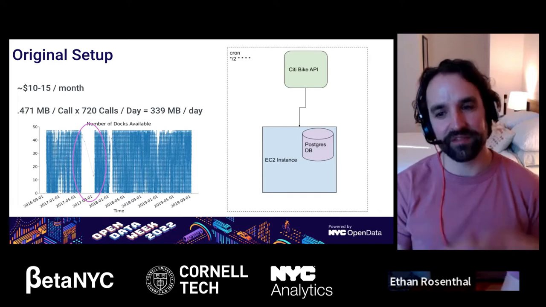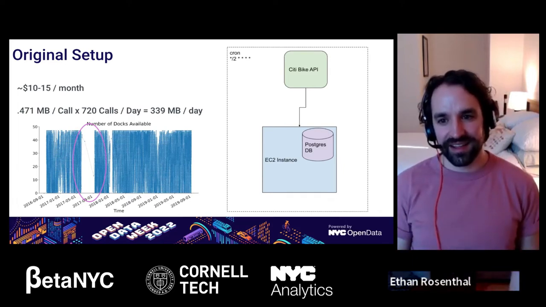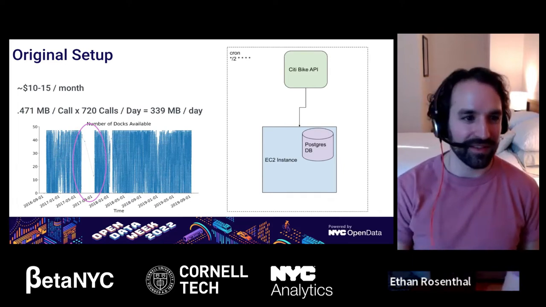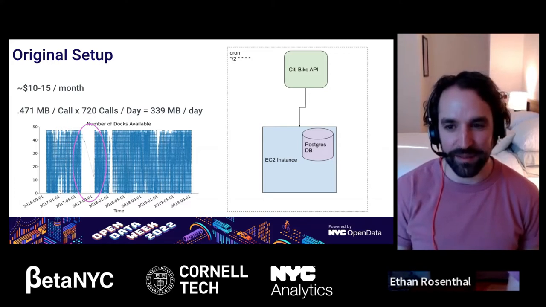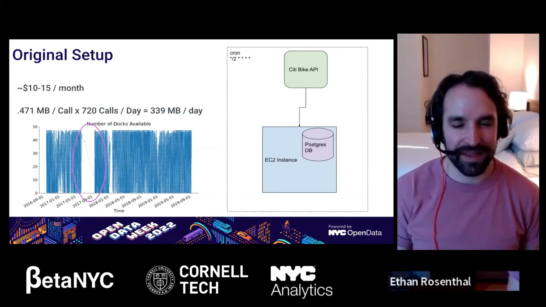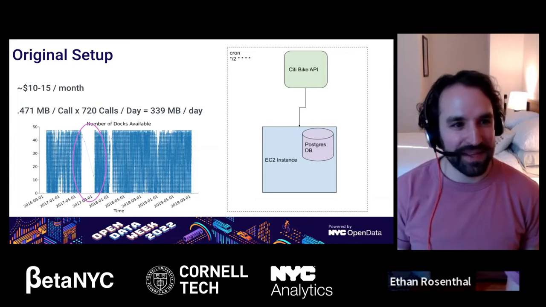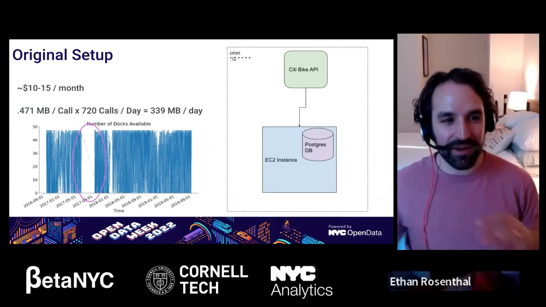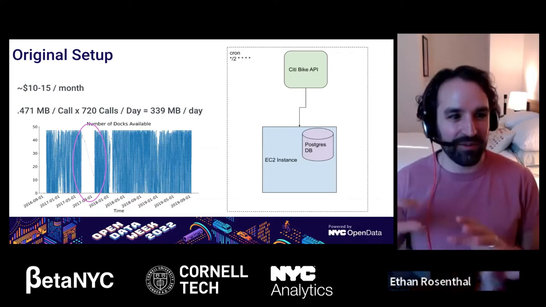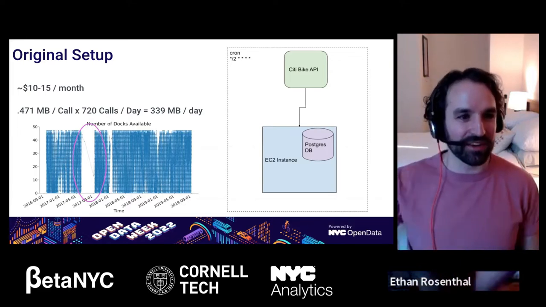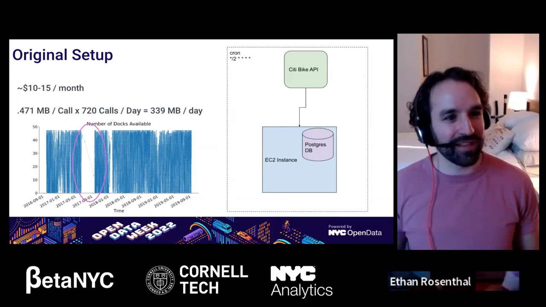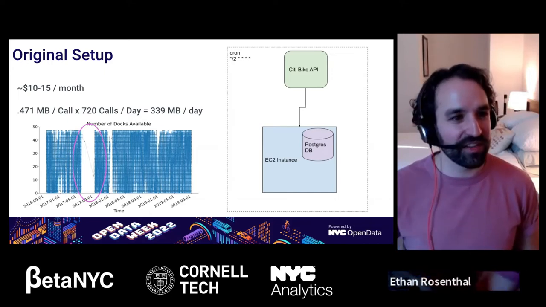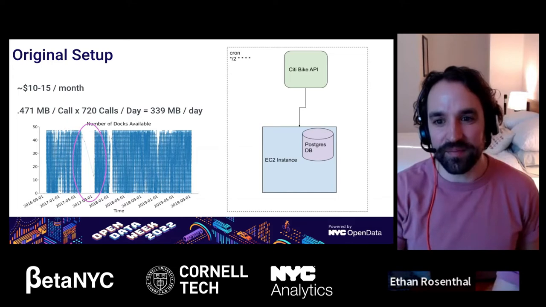For those of you who are not familiar, this lambda in the center corresponds to a lambda function on Amazon Web Services. A lambda function is basically, let's say I have a piece of code that I want to run, and I want to be able to say when I want to run it, and I don't care where it's running. I don't care what machine it's running on. I just want to be able to run it. That's what a lambda function is. So your code just runs somewhere in the cloud.